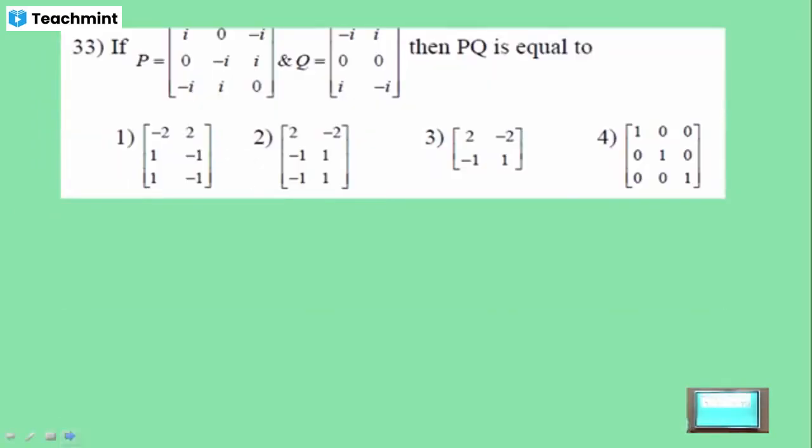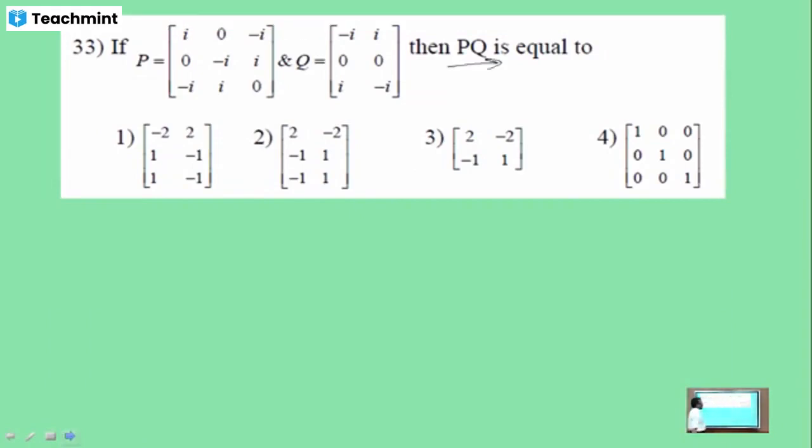Next one. P is given, Q is given, then PQ is equal to what? The option 'not defined' is not given, so we know that multiplication is possible. When I multiply, the first row of P gets multiplied with the first column. What will I get? I into minus I is minus I square.